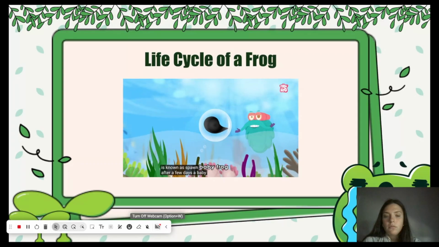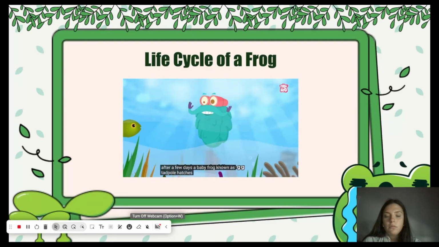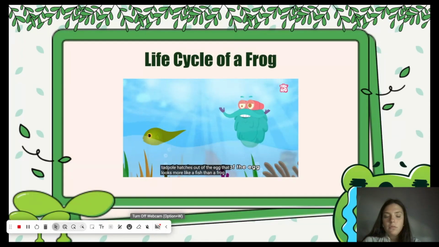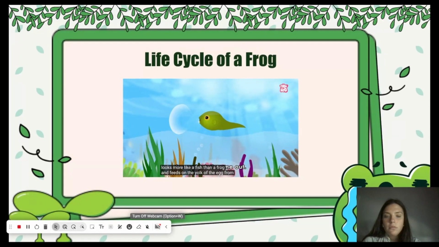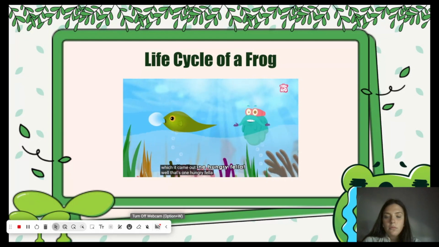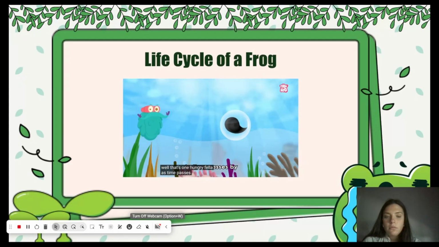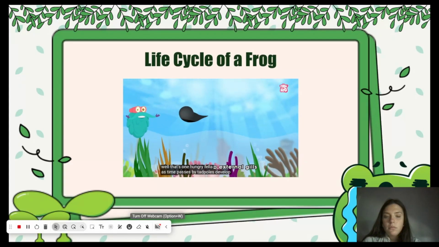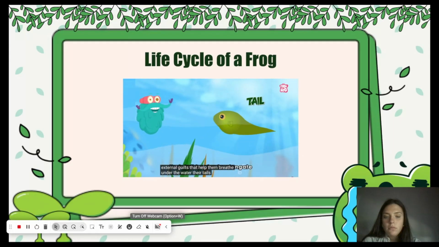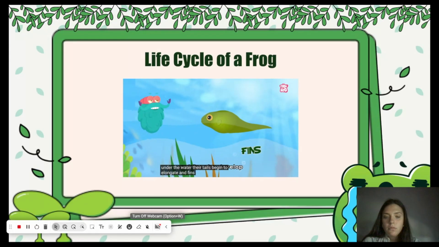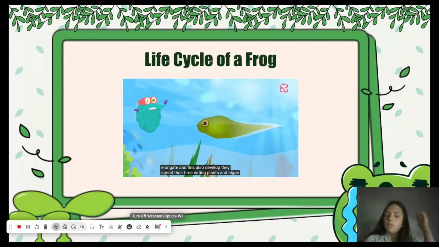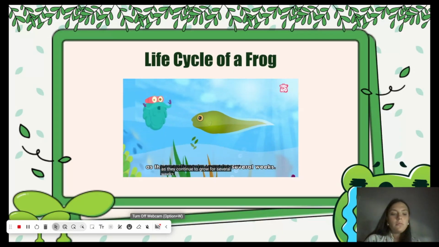After a few days, a baby frog known as tadpole hatches out of the egg that looks more like a fish than a frog and feeds on the yolk of the egg from which it came out. Well, that's one hungry fella. As time passes by, tadpoles develop external gills that help them breathe under the water. Their tails begin to elongate and fins also develop. They spend their time eating plants and algae as they continue to grow for several weeks.